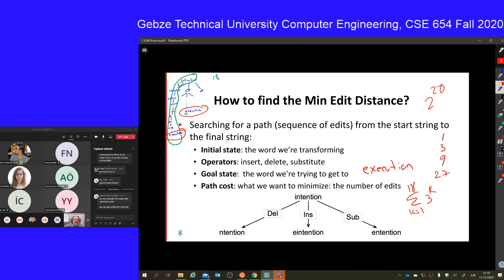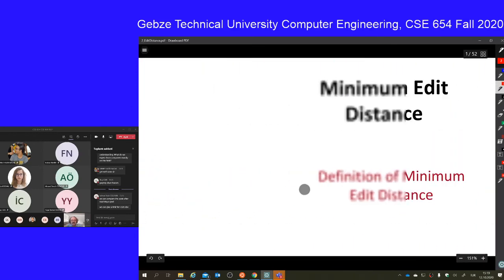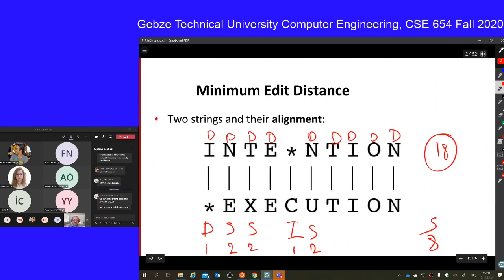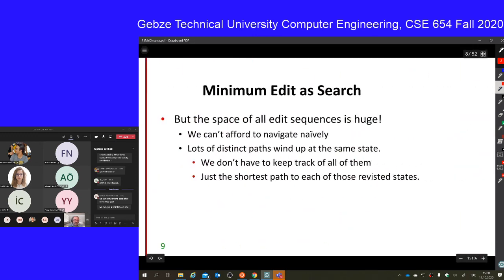Because I am not going to do this once. Why? Because if somebody gives me this word and I know that it is misspelled, I need to find the closest word in terms of minimum edit distance to this misspelled word. So I need to find the minimum edit distance between this word and all the words in my dictionary. So I'm going to repeat this tens of thousands of times. That's why this is not a very good algorithm.